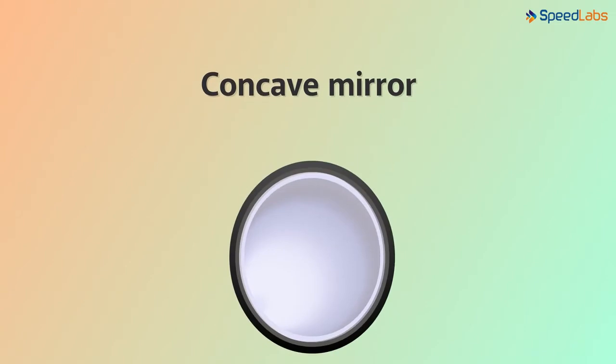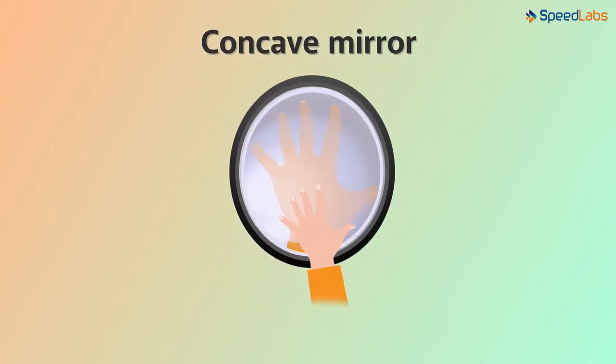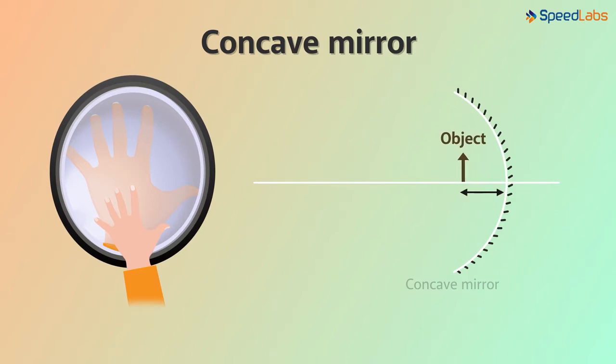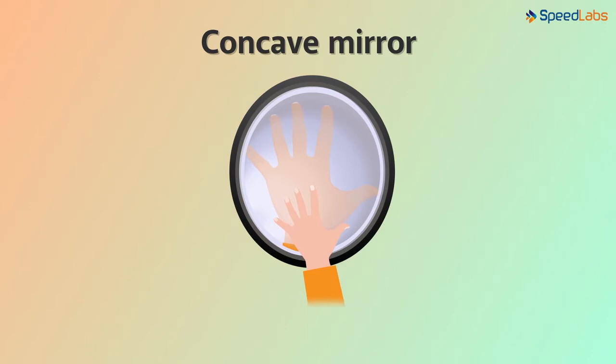So this is our concave mirror and the object, which is a hand kept in front of it. Well, just by looking at the image, you will be able to tell me that its size is bigger than the object. However, this is not always true. It depends on the distance of the object from the mirror. We will discuss this later. Here's the property that I want to discuss in this video.